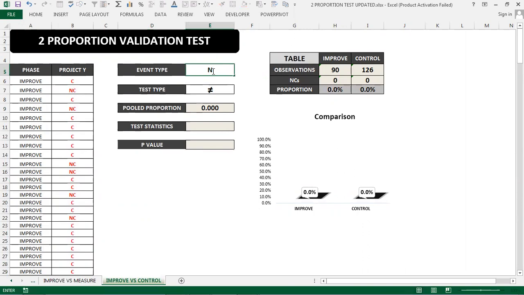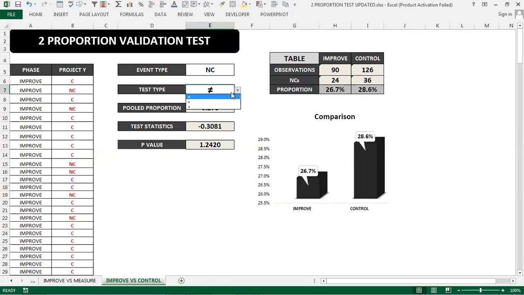So capital N and NC, and we're going to use the test type of greater than. So we did it, and bingo, here we got a p-value, here we got a table, and of course the comparative graph as well. And since the p-value is more than 0.05, it indicates that we have sustained the improvement. We fail to reject the null hypothesis. We want the null hypothesis to be right, and that's what we could see with the help of statistical assessments.